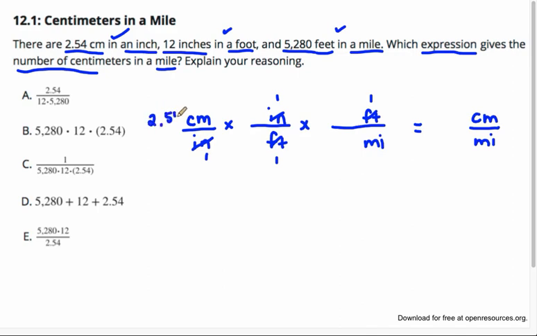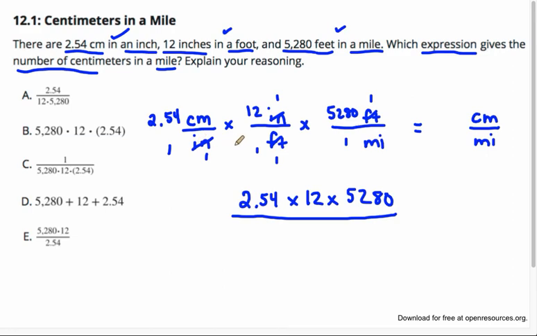So I have 2.54 centimeters for every 1 inch, times 12 inches per 1 foot, times 5,280 feet per 1 mile. If I'm just looking at the numbers themselves, because the units have already been written out to get centimeters per mile, I would be multiplying 2.54 by 12 multiplied by 5,280, all divided by 1 times 1 times 1. And 1 times 1 times 1 is 1. If you divide an entire number by 1, you end up with that number. So this is the expression that I should get: 2.54 times 12 times 5,280.